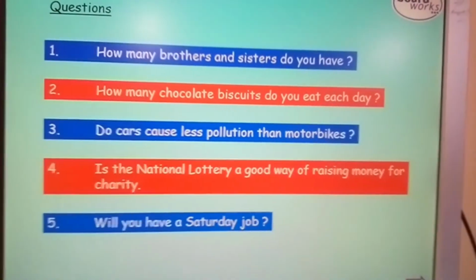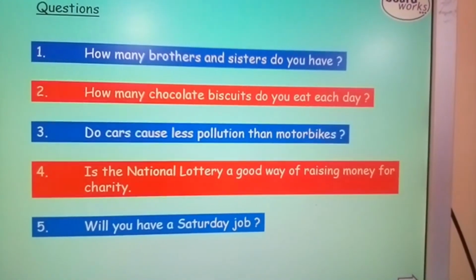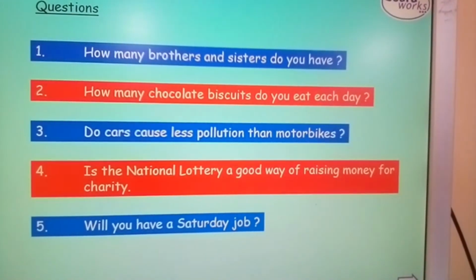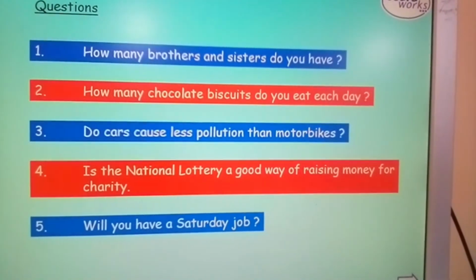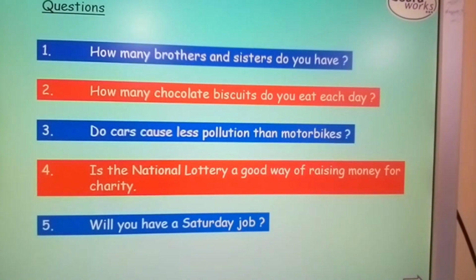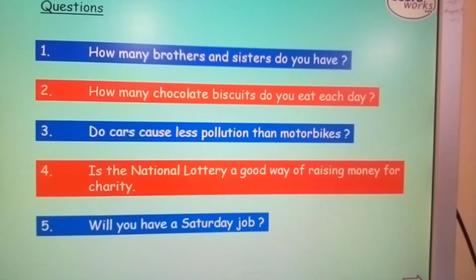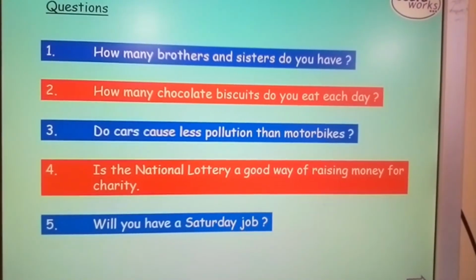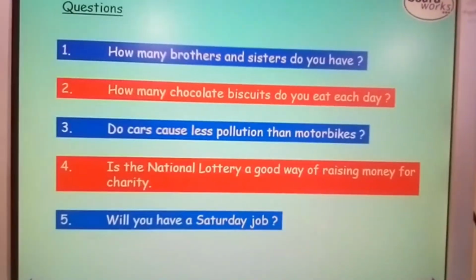Here are your questions. How many brothers and sisters do you have? How many chocolate biscuits do you eat each day? Or do you eat any biscuits at all? Or I should say in this case, any kind of biscuits do you eat a day? How many? Do cars cause less pollution than motorbikes? Is the National Lottery a good way of raising money for charity? Will you have a Saturday job?